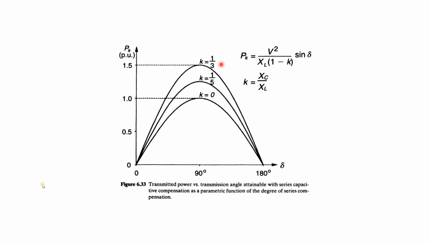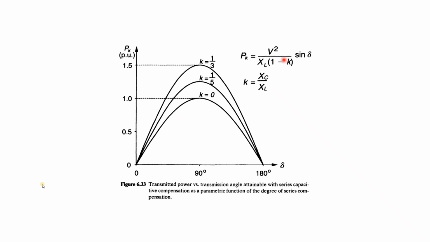Now if you take a capacitor bank and find out the power equation, this is the equation of the power. Because for a capacitor bank there is no additional injecting voltage. It is just the capacitor bank connected in series. So the series capacitor bank will result in power of V square by XL into 1 minus K, where K is the ratio of XC by XL. XL is the transmission line reactance, XC is the capacitive reactance of the capacitor bank connected in series.